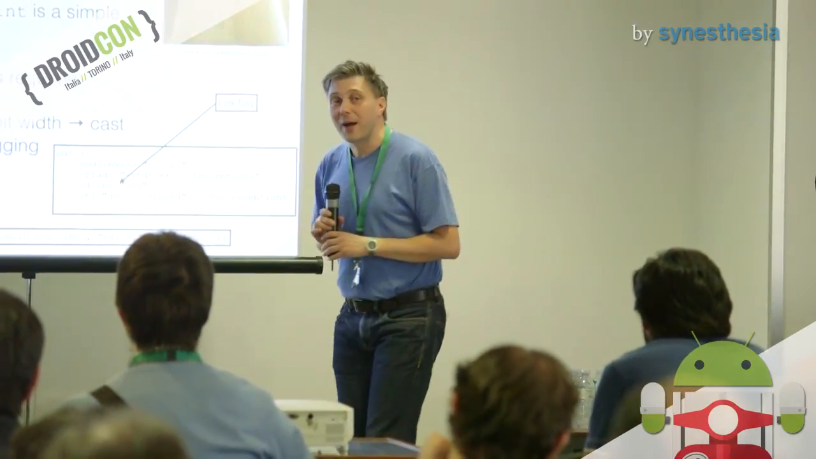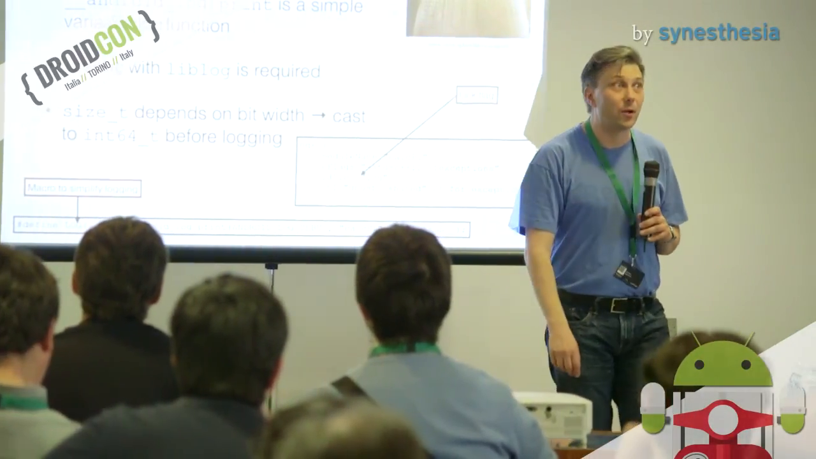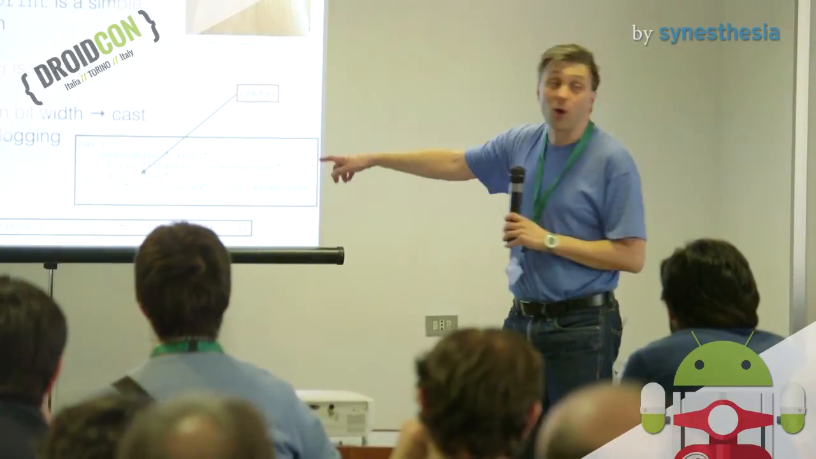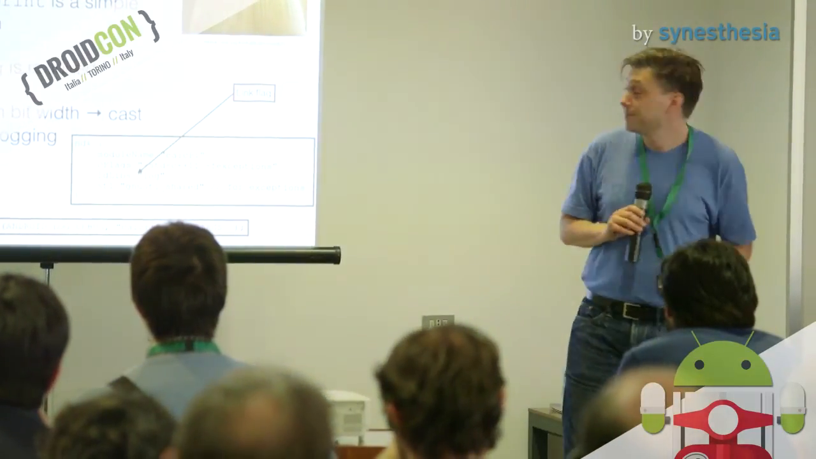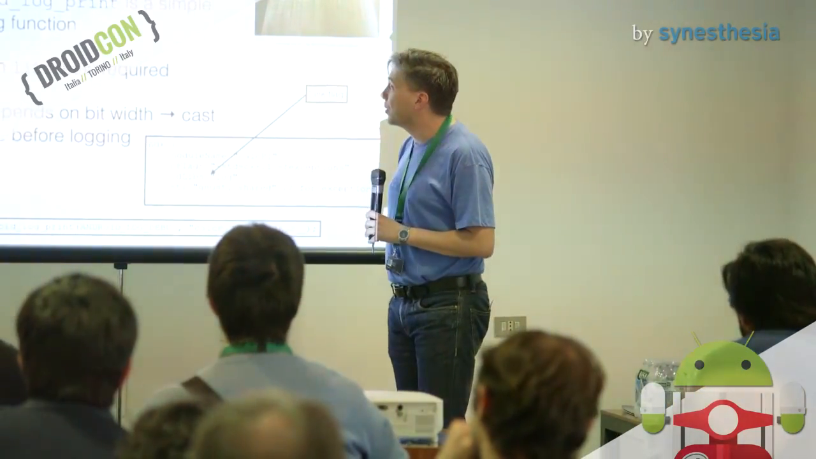Very often I simplify it a little bit. Instead of writing __Android_log_print, I define a macro just called log, because it's much simpler. And it can take a variable number of arguments.